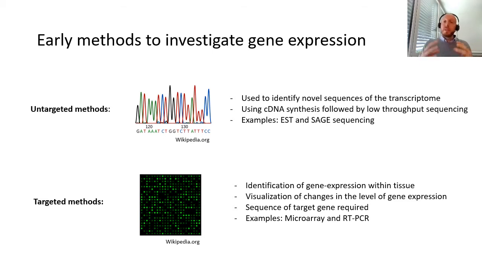The second category, targeted approaches, are based on the hybridization of probes that have a complementary sequence to the transcripts of the genes of interest. And these targeted methods, such as RNA microarray or RT-PCRs, are generally used to confirm the absence or presence of certain genes in a tissue or cell. But they can also be used to monitor relative changes in gene expression between two experimental conditions. Now, the major limitation of these targeted technologies is, of course, that they do require some prior sequence knowledge of the genes that you're interested in, which can make it difficult to work with species for which no sequencing information is available.